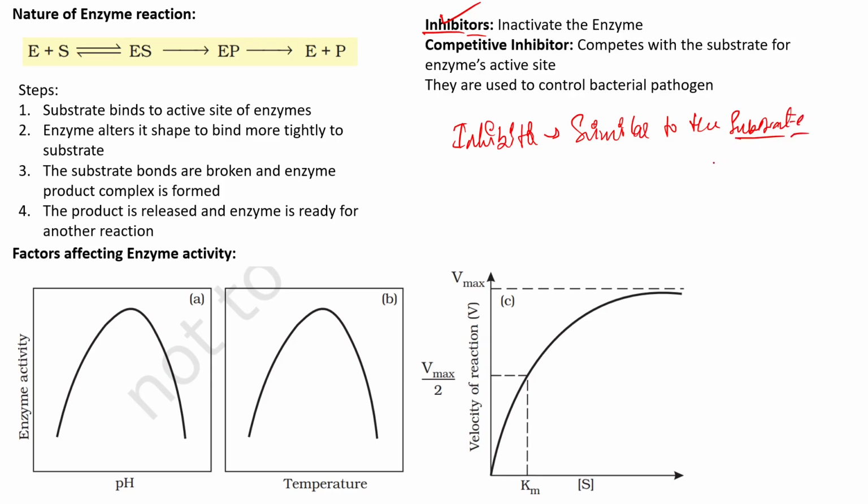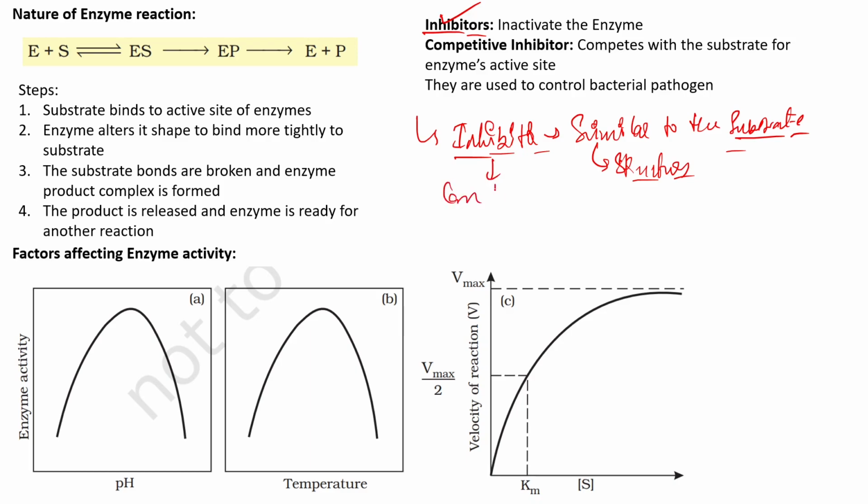In what terms are they similar? They are mainly similar in terms of structure. So as they are similar to the substrate molecules, if I add an inhibitor instead of the substrate, the inhibitor can bind to the enzyme.